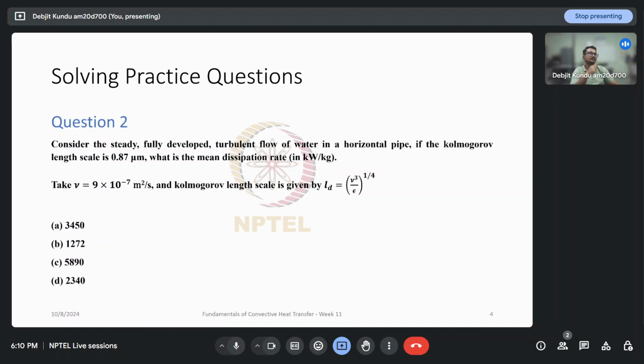Moving on, we now have a more important question, which involves the scaling given by Kolmogorov. The question asks us to consider a steady, fully developed turbulent flow of water in a horizontal pipe where the Kolmogorov length scale is given by 0.87 microns. What is the mean dissipation rate in kilowatts per kilogram? You can take the viscosity of water as 9 into 10 power minus 7 meter square per second, and the relationship between the Kolmogorov length scale, the viscosity, and the dissipation rate, epsilon, is given. Given this information, you have to find epsilon in kilowatts per kg.